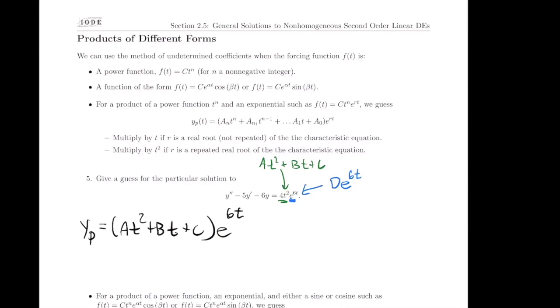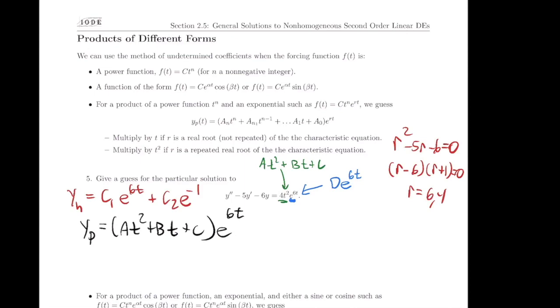And so the homogeneous solution here, the corresponding characteristic equation, just to do some scratch work, would be r squared minus 5r minus 6 is 0. So that has roots of 6 and minus 1. So the homogeneous solution would be C1 e to the 6t plus C2 e to the minus t. And what do you guys think? Do we have resonance here?